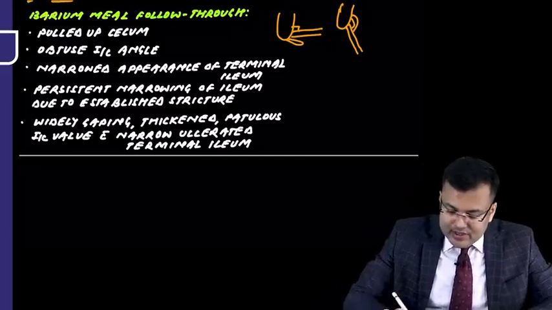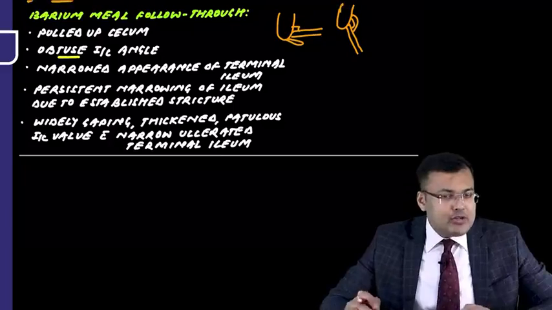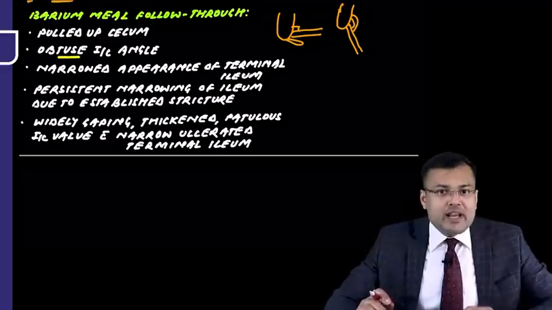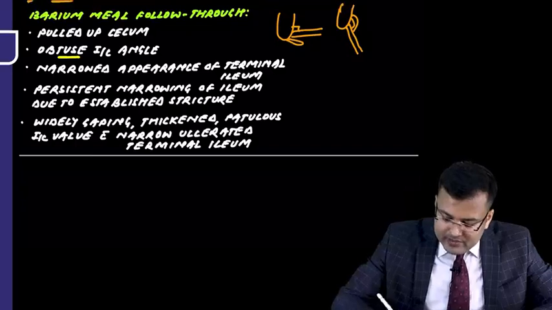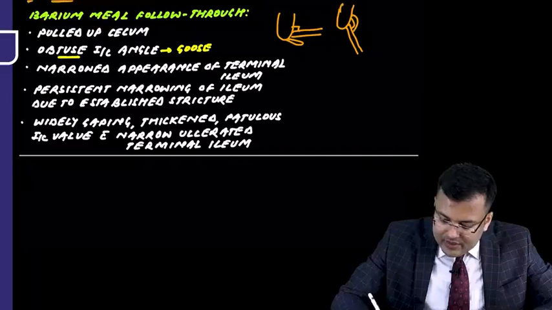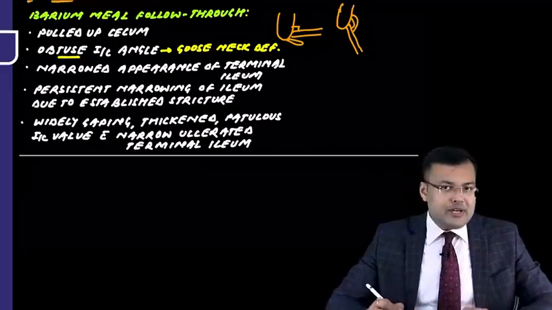So in such patients, pulled up cecum is there. This is obtuse IC angle, and this obtuse IC angle looks like a goose neck. So what is the name of this deformity? This is goose neck deformity. Obtuse IC angle leads to goose neck deformity. Clear?